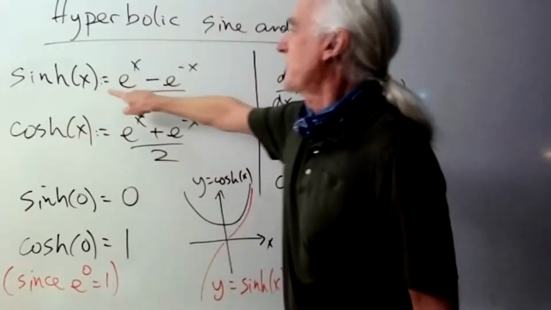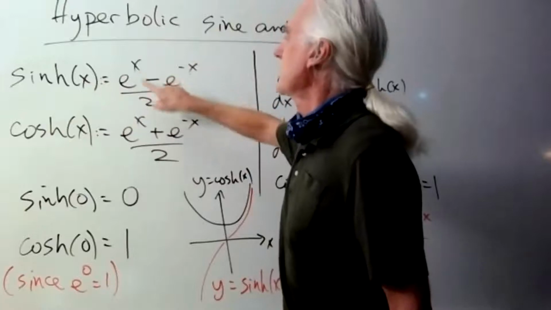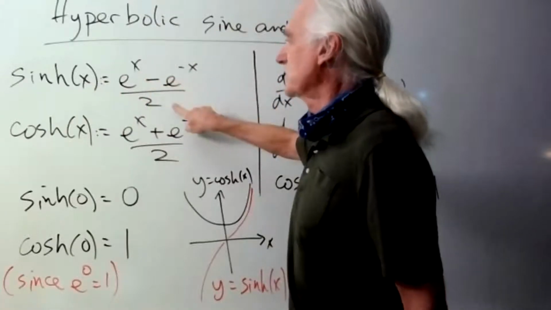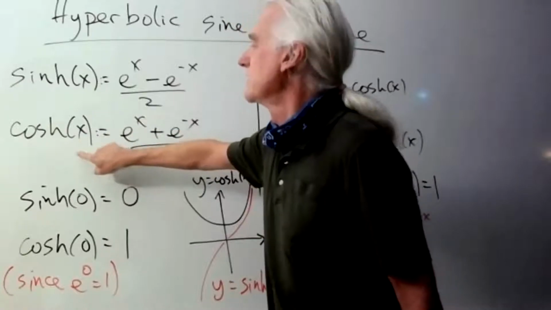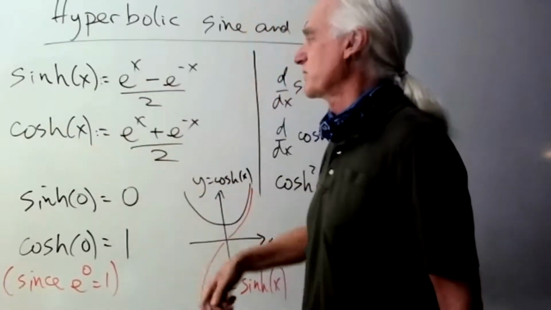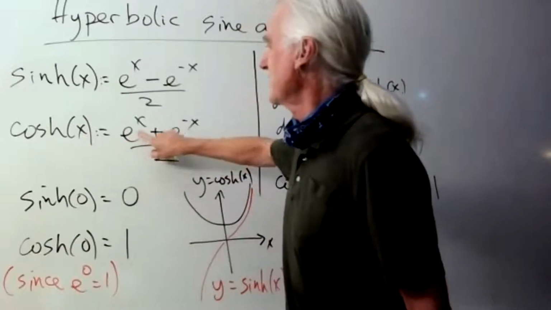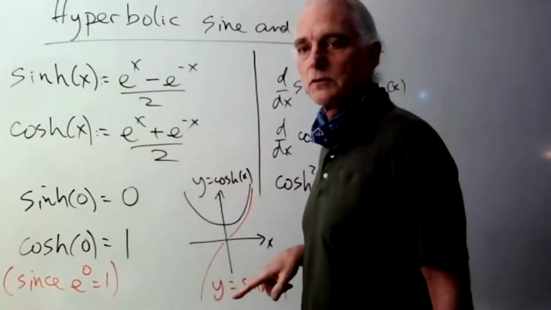Sinh of x is defined to be e to the x plus e to the negative x over 2. And the hyperbolic cosine, or cosh of x, like coshing somebody overhead, cosh of x is e to the x plus e to the minus x over 2.